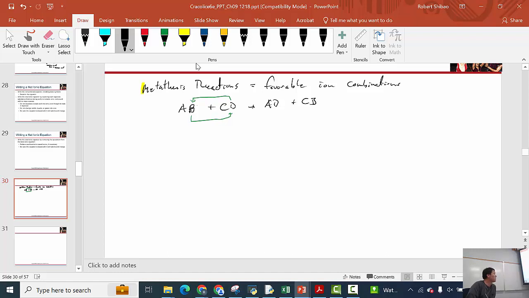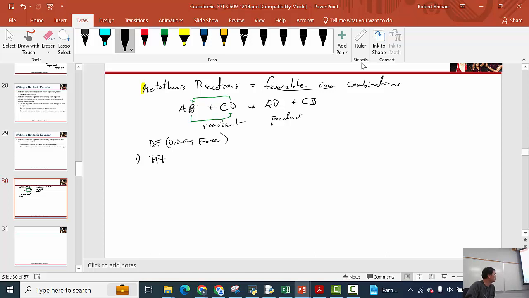What you're seeing is which side is more favorable. Is the product side, this is the product side, or the reactant side more favorable? Well, we need to know what are favorable ion combinations. So what are favorable ion combinations? Favorable ion combinations we're going to call a driving force, DF. Favorable ion combinations will form like a precipitate.